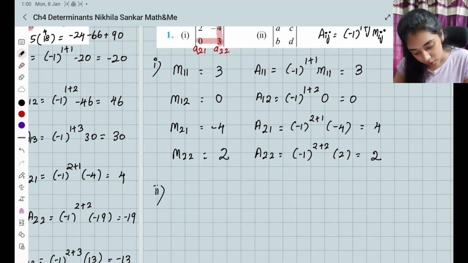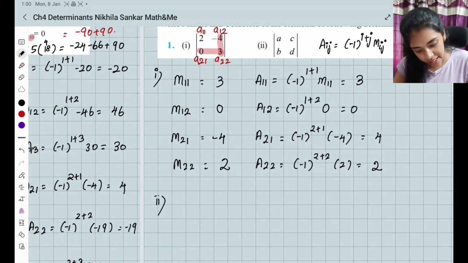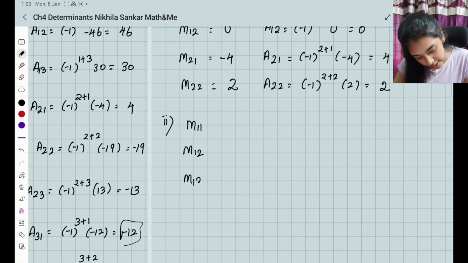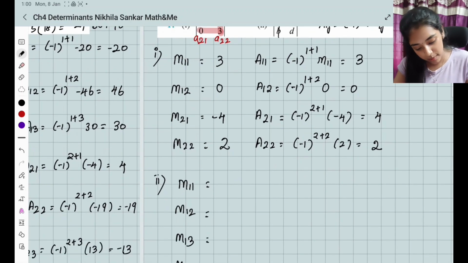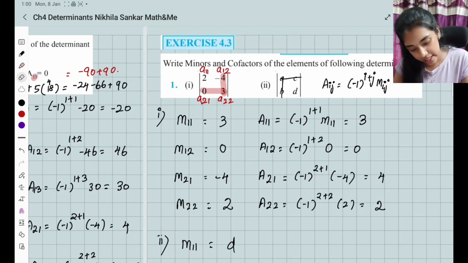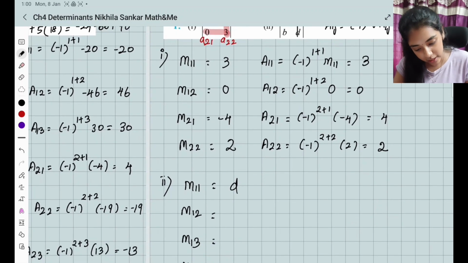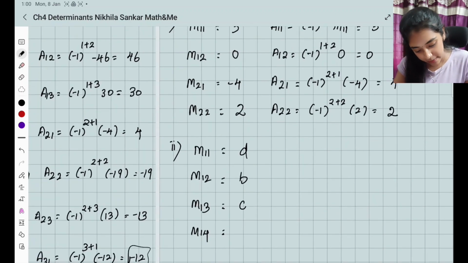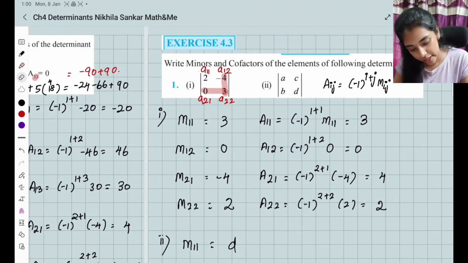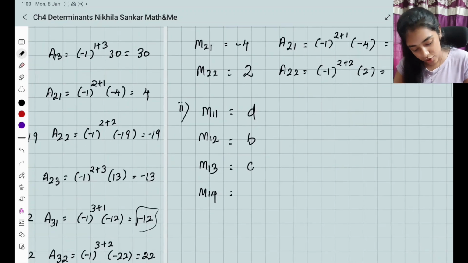Okay, now second subsection A, B, C, D. So இப்போ M11, M12, M13, M14. Okay, so M11 is going to be, I'm going to hide the first column and the first row. So I'll be left with D. Next, for the second element, I'm going to hide the first row and the second column. So I'll be left with B. அடுத்து next element க்கு I'm going to hide the first column and the second row. So I'll be left with C. Then last க்கு I have to hide the last column and the last row. So I'll be left with A.